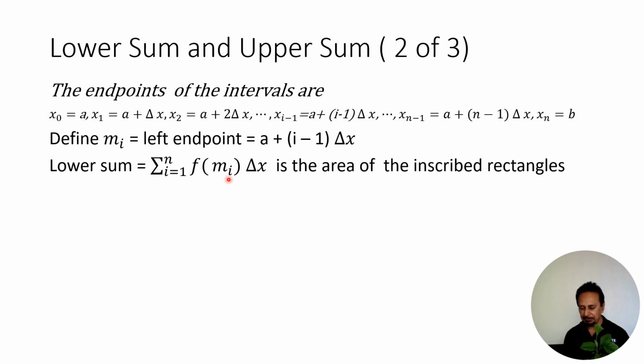So basically, this is the height of the rectangle, and this is the width of the rectangle, and this is the area. And so we say the total of this area going from i from 1 to n. So you can break it down if you want. You can write f of m1 times delta x plus f of m2 delta x plus f of m sub 3 delta x and so on.